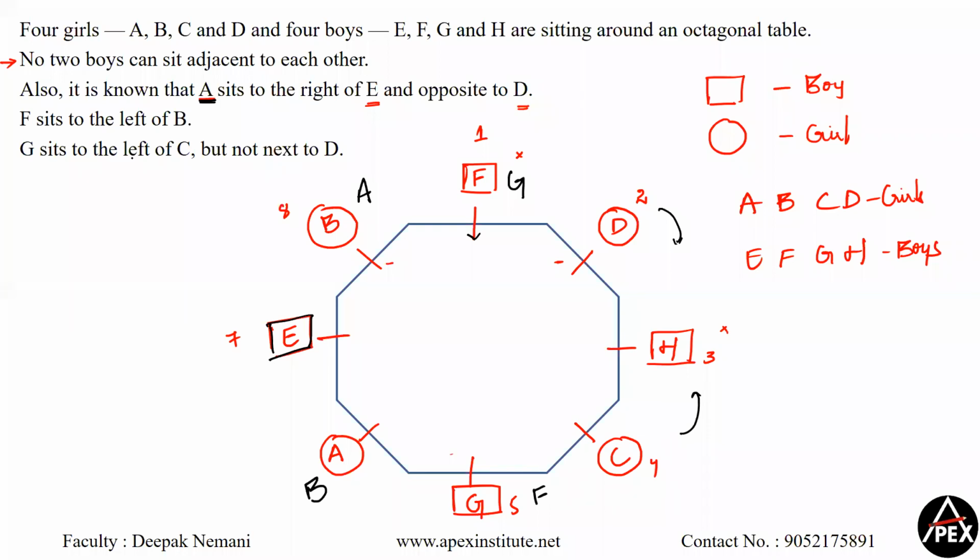Yeah. So G sits to the left of C, but not next to D. Whenever two statements are joined by and or but, this refers to the first person, because I can split this statement as G sits to the left of C and G is not next to D. So whenever you have but or and or comma, it refers to the first person. Clear, guys? Quick responses.